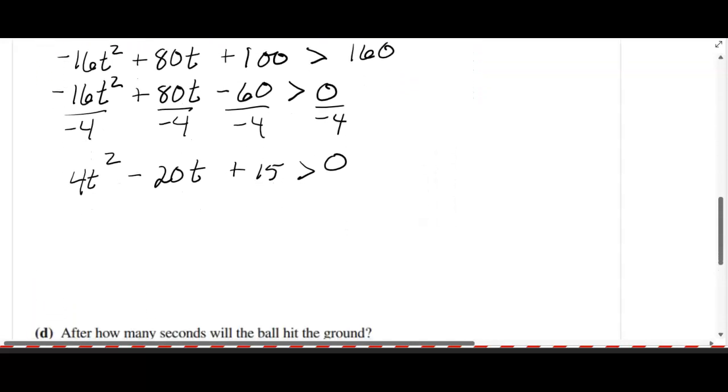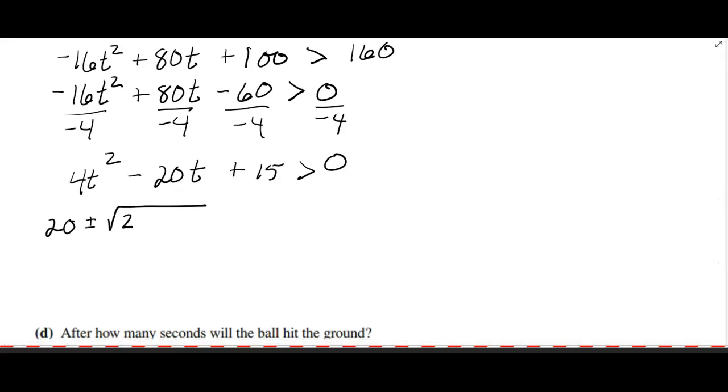How much room do I have? A little bit. Okay, so the opposite of b, which is going to be 20, plus or minus the square root of 20 squared minus 4 times 4 times 15, and all of that's going to be over 2 times 4. And when you do that, you wind up with a simplified form. So I'm not going to put all the steps in. I probably should. Okay, so let's do a little bit here.